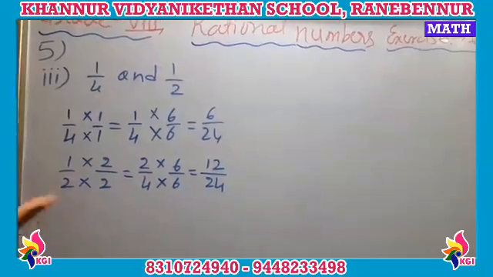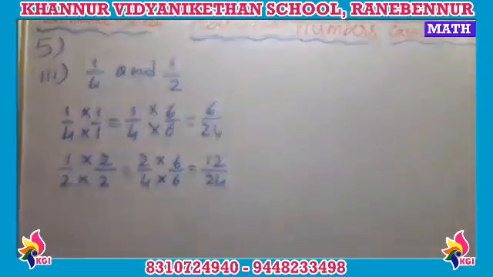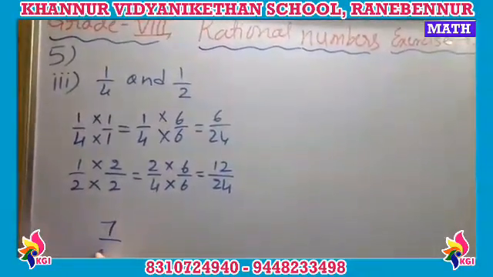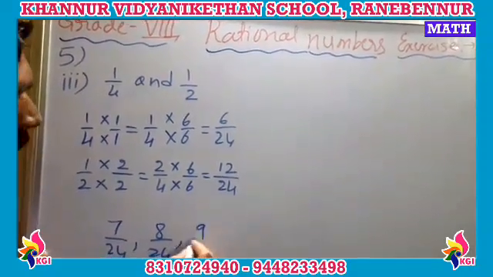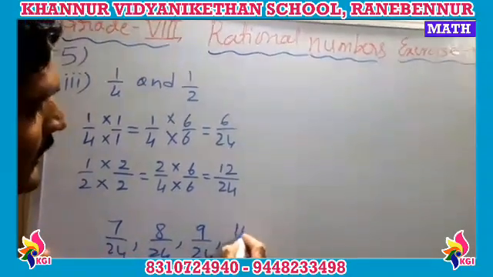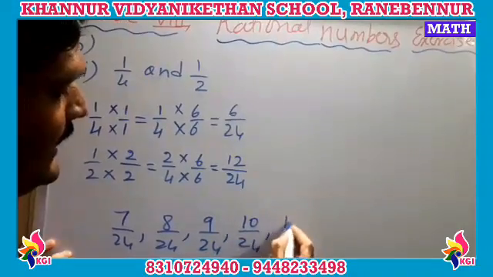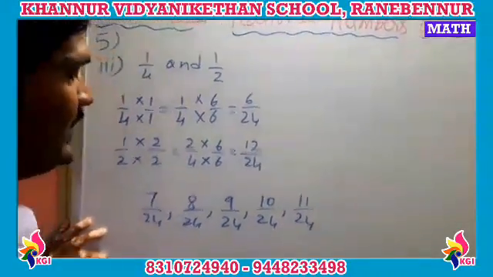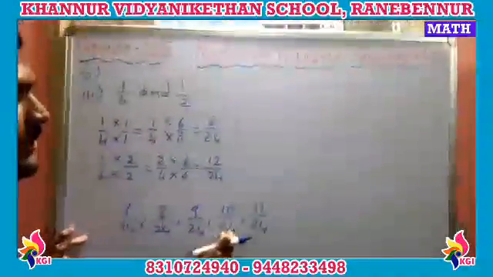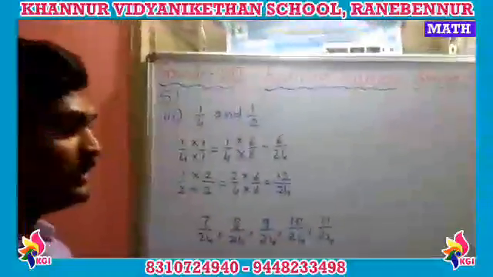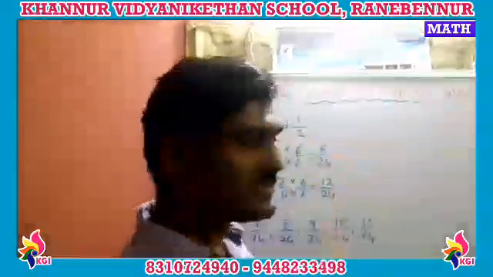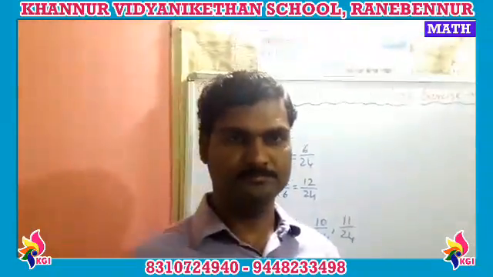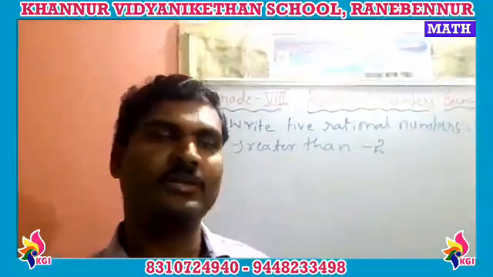Here I can get 5 rational numbers, right? They are 7 by 24, 8 divided by 24, 9 divided by 24, 10 divided by 24 and 11 divided by 24. I want 5, right? 1, 2, 3, 4, 5. You have learnt this already in the previous class too. Any doubt in this? No, I think so. Yeah, children, we can go for the next.